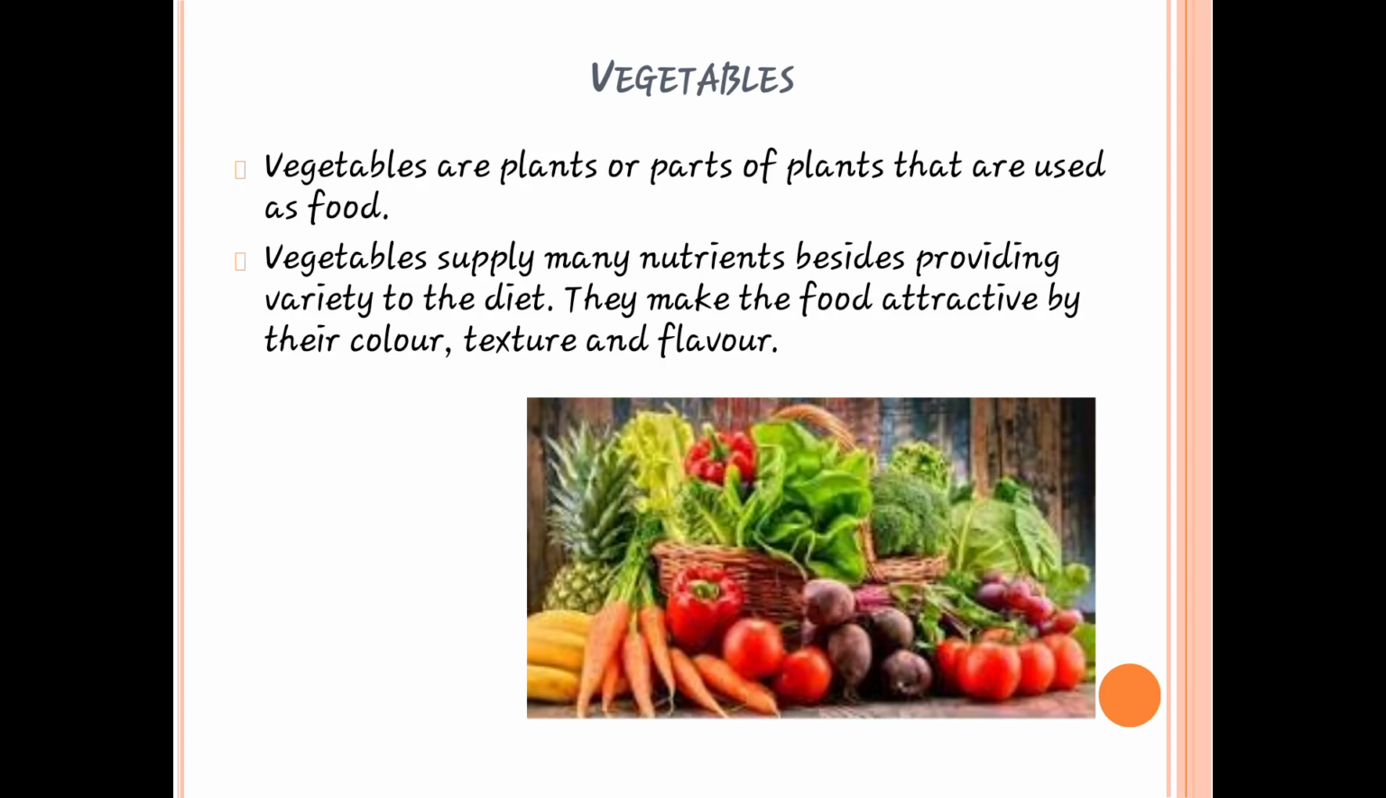So the first one is the definition. Vegetables are a plant or part of a plant that are used as food. The term vegetable, though usage comes to apply in a more narrow sense, refers to those plants or parts of plants that are served raw or cooked as a part of the main course of a meal. Vegetables supply many nutrients besides providing variety to the diet. They make the food attractive by their color, flavor and texture.